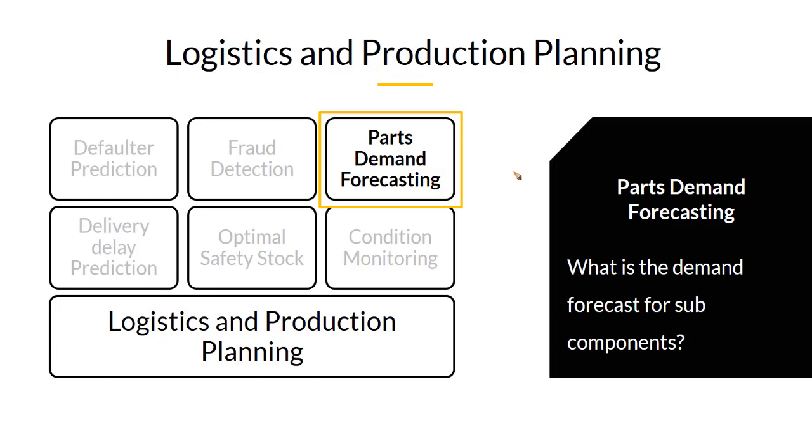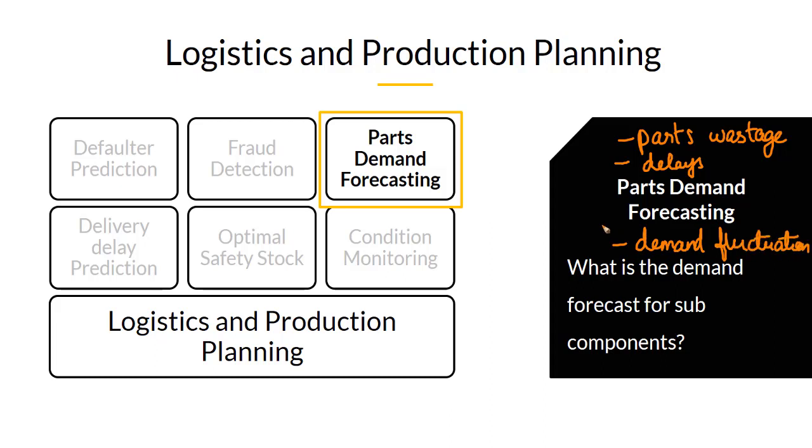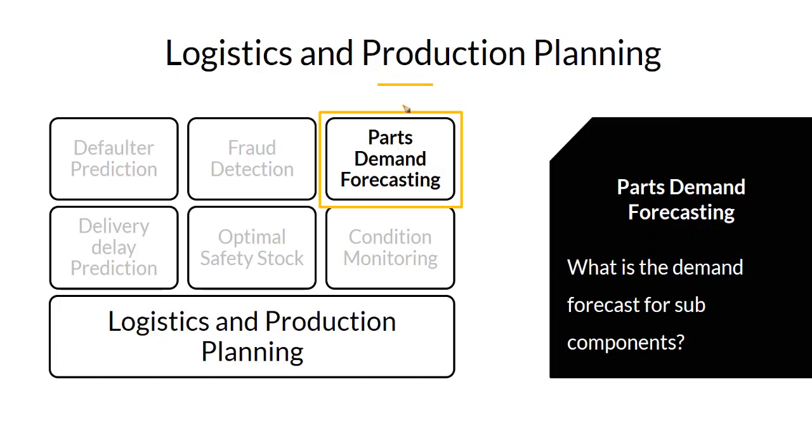Now, how it is different from end product forecasting is you need to make room for production uncertainty such as parts wastage, delivery delays from suppliers, and uncertainties in demand fluctuations from the customer side. So the reasons can vary from industry to industry and the practices and needs can change from company to company. So you need to take care of all those aspects when you are doing a project on parts demand forecasting.